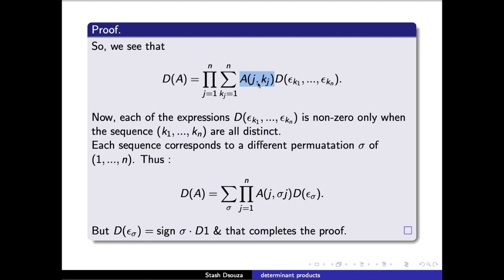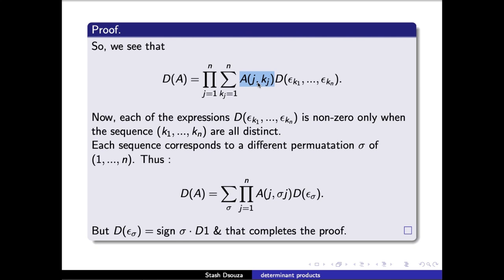and they will change as each of the indices k1, k2, k3 up to kn change. Now, each of the expressions D of epsilon_k1 up to epsilon_kn is non-zero if and only if the sequence k1 up to kn consists of n distinct numbers from the list 1 to n. We cannot have any repeats in the indices k1 to kn. If that were the case, then two particular rows of the matrix epsilon_k1 up to epsilon_kn would be identical, and since D is alternating, that function would vanish.